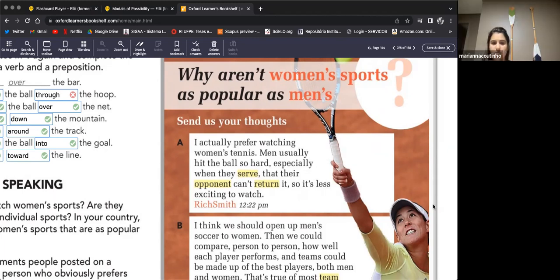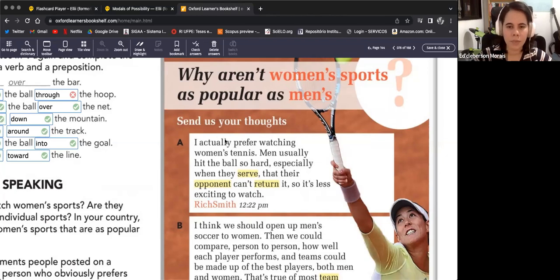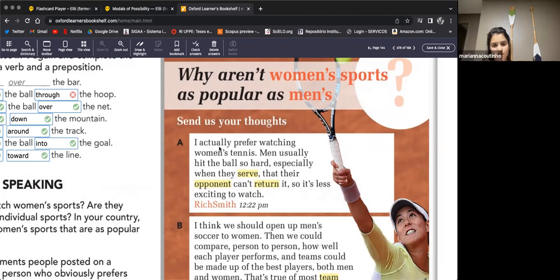I actually prefer watching women's tennis. Men usually hit the ball so hard, especially when they serve that their opponent can't return it. So it's less exciting to watch. Rick Smith. Be careful with actually, okay? Actually.